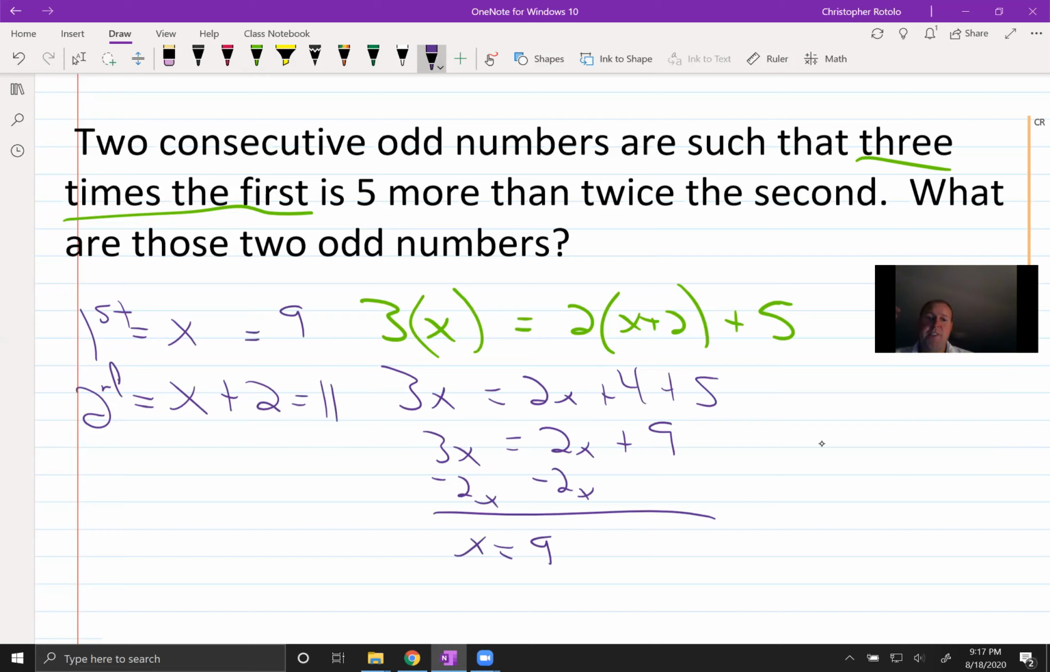The really nice thing about this is they told me it has to be an odd number. Is 9 odd? Last I checked, sure is. Okay? Then we could plug it back in and make sure everything jives, but I feel pretty confident having set it up that way.